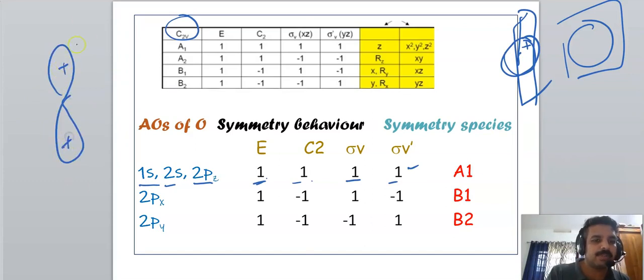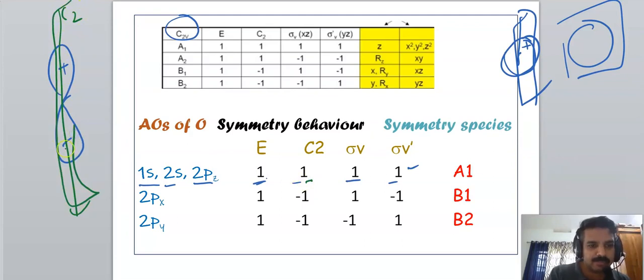Plus minus. Sorry, it is minus here. So, this is the C2 axis. On rotation, no change. Therefore, character will be 1. And sigma V xz is passing through the middle of this orbital. Character will be again 1.